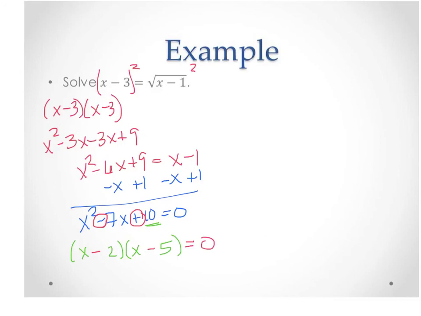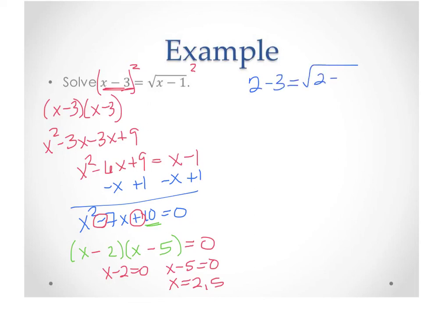If you FOIL that out, you'll see that we get a negative 7 in the middle and a positive 10 at the end. Set both of those equal to 0, and we get x equals 2 and x equals 5. And we're still going to check, mostly because of this whole minus 3 thing going on over here. So if we check 2, remember I have not checked anything there. All I did was write out the problem. So we're going to work it out.